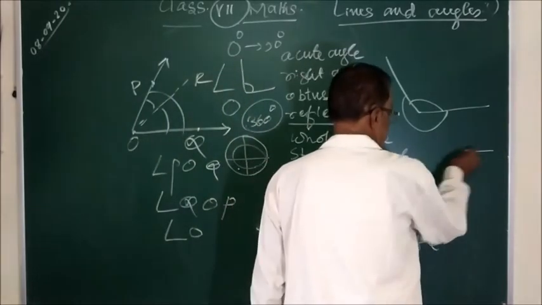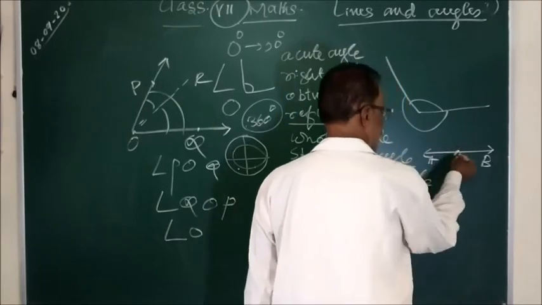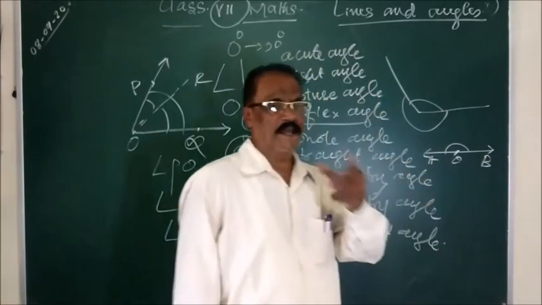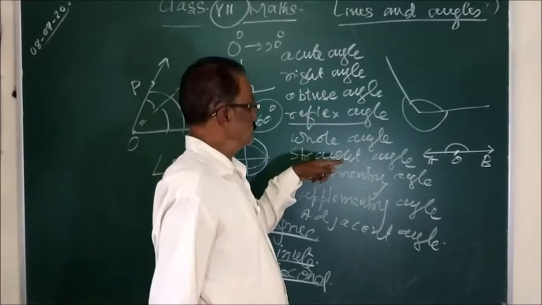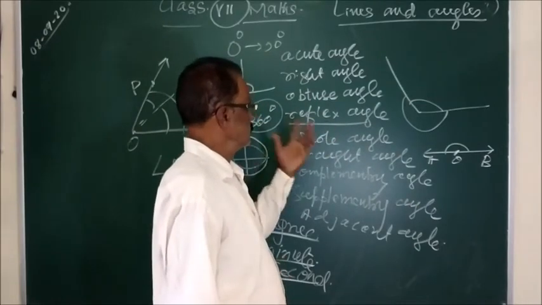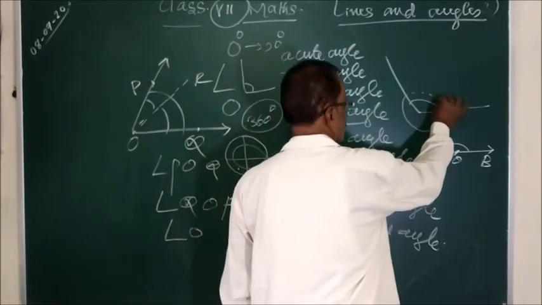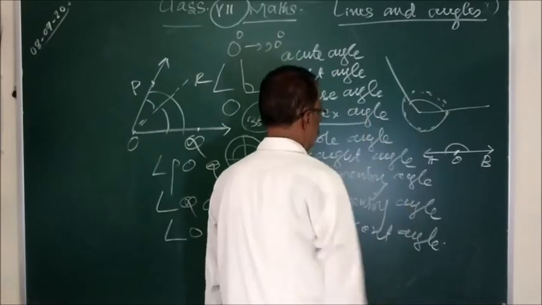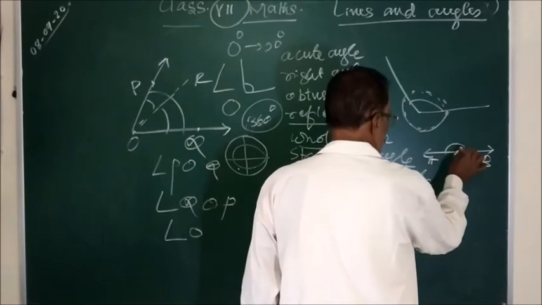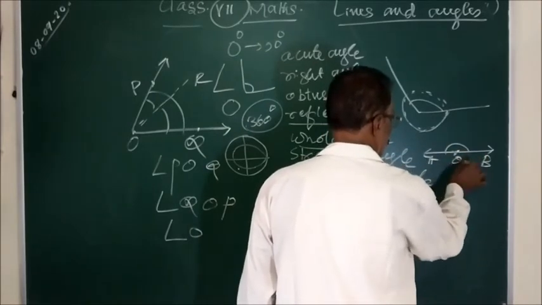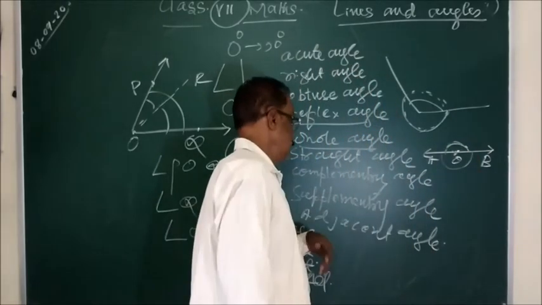Suppose this also forms an angle, this is called a straight angle. Reflex angle, the angle whose measurement is between 180 and 360. Whole angle, as I told you, this is the whole angle, if you have one complete rotation. A straight angle, I have just explained. Suppose OB and OA looking at a point O, angle AOB, here or here. These two we call straight angle.